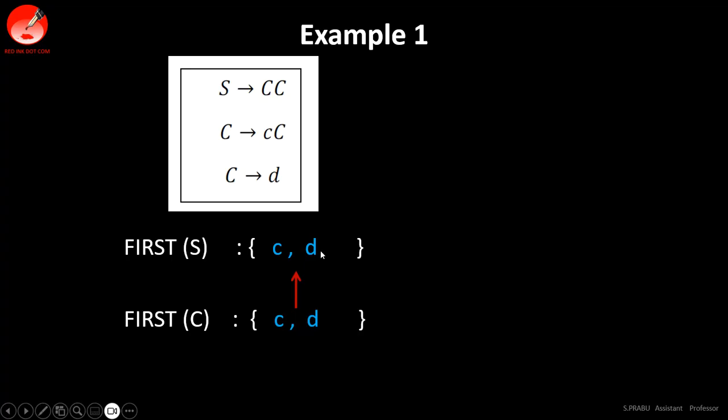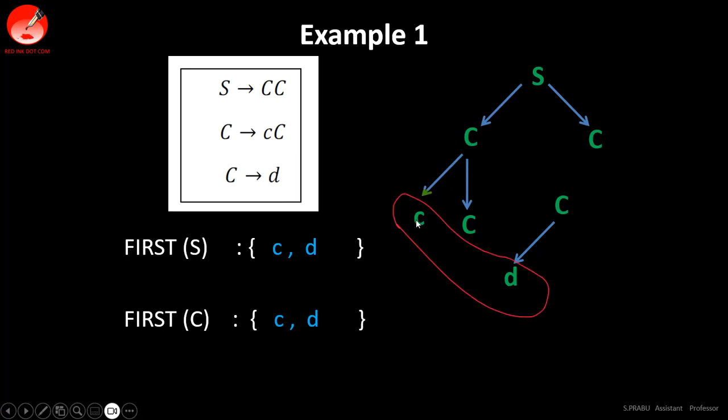You can cross-check this answer using the parse tree method. Expand the starting symbol by using the given productions. C can be expanded either into small c capital C, or C can be expanded into small d. So the FIRST of capital C is small c and small d. These two elements are also the FIRST of capital S.